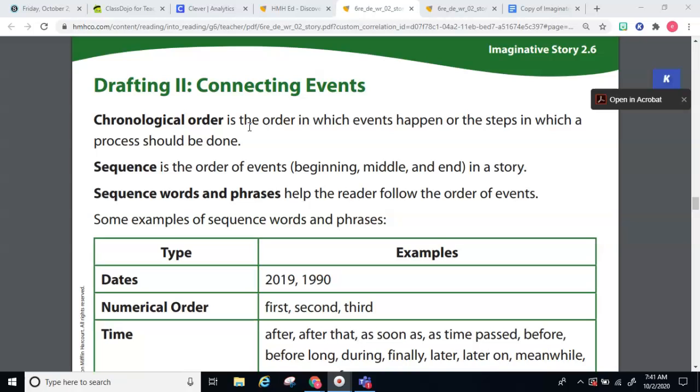You will be using sequence words and phrases to help you write in chronological order and to help myself follow the order of events, or anyone else who is going to read your imaginative narrative. The use of sequence words helps your story to flow smoothly.